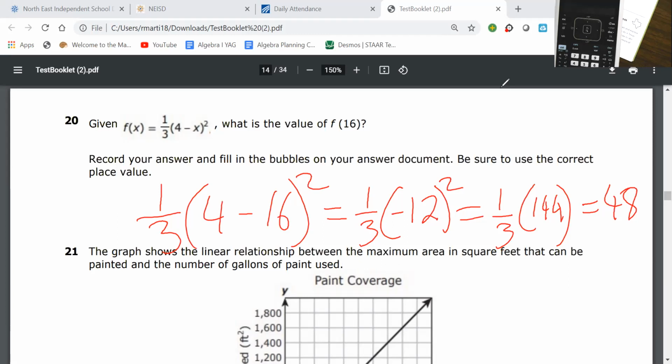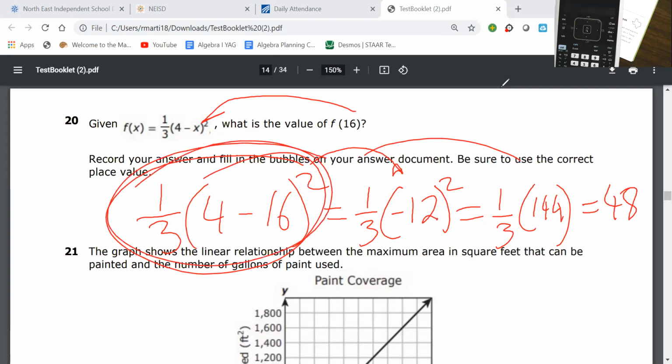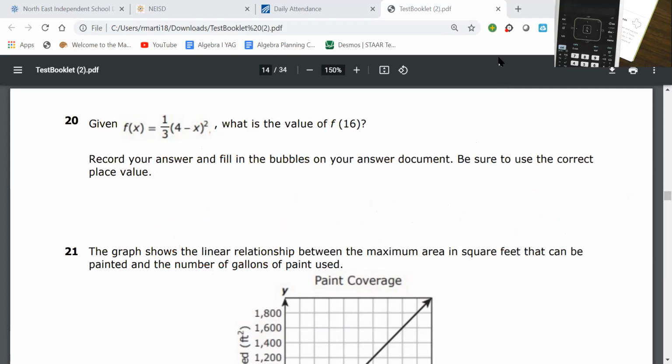So once you substitute that in, then yeah, you can just put this in the calculator, in calculate mode, and it'll tell you what the answer is. You don't have to do it all separately like what I did. You can just put this whole thing right here in the calculator and say, oh, 48. So pretty straightforward.